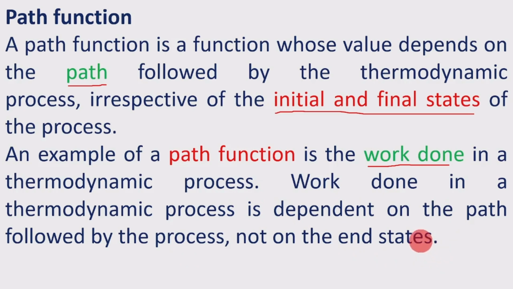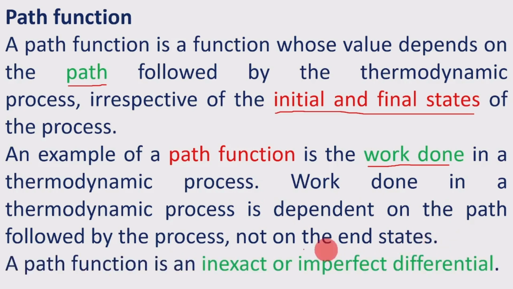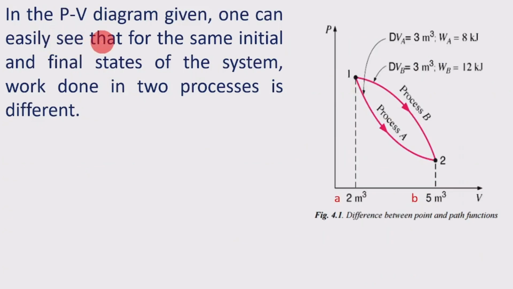How that is, we'll discuss. A path function is an inexact or an imperfect differential. We cannot perfectly differentiate it. In the PV diagram given, one can easily see that for the same initial and final states of the system, work done in two processes is different.